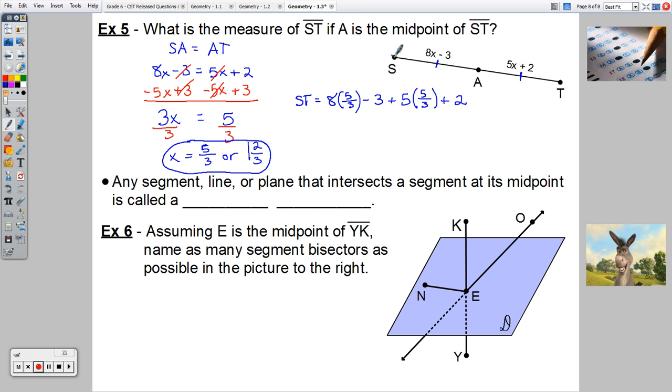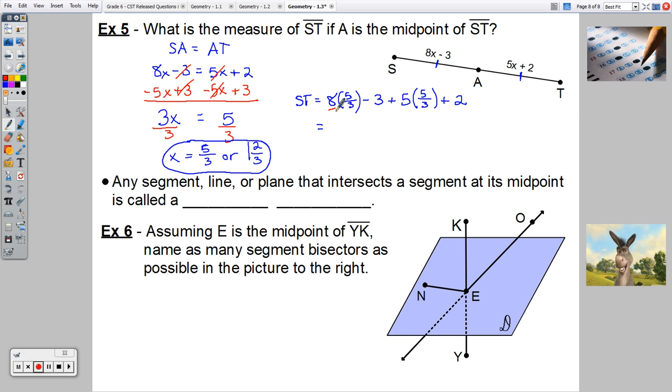Now you could have just multiplied 8x minus 3 times 2, or 5x plus 2 times 2, since these values are the same. I'm going to go with this though, because if I made a mistake back here somewhere, this would help me catch that mistake.